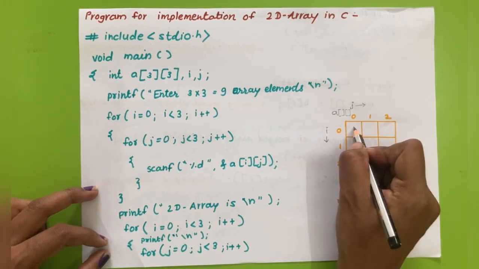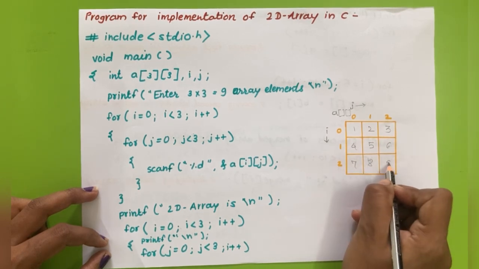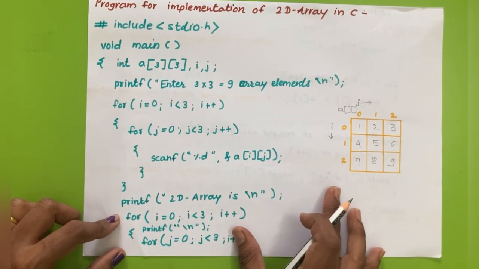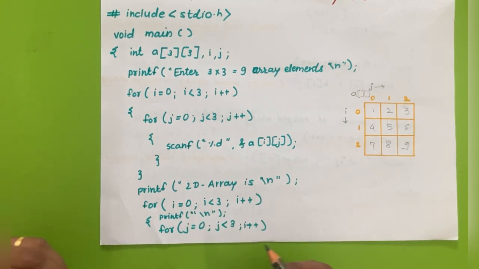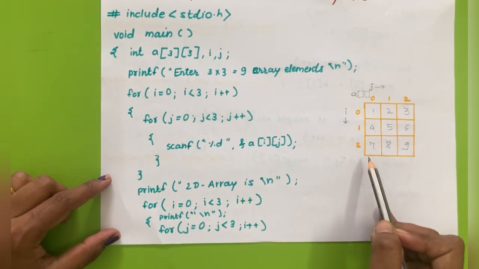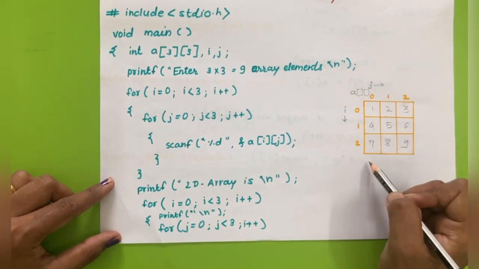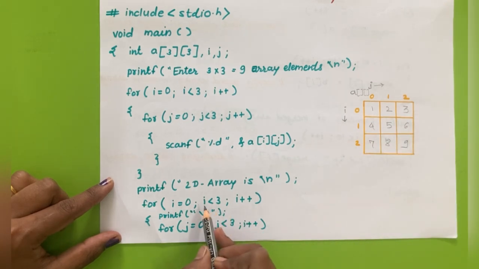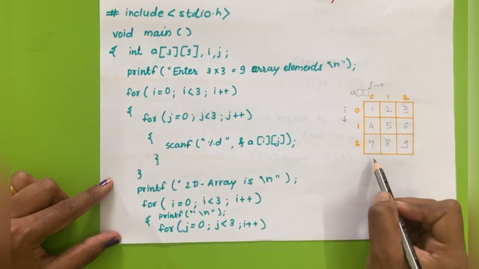Suppose these 9 entries are 1, 2, 3, 4, 5, 6, 7, 8 and 9. Now after completion of these 9 iterations, it will print "2D array is", because now we have just accepted a total of 9 elements and we want to print this matrix on the screen in the matrix format only. Okay, so while printing these 9 elements in matrix format, we need to first print this row, then this row and then this row.